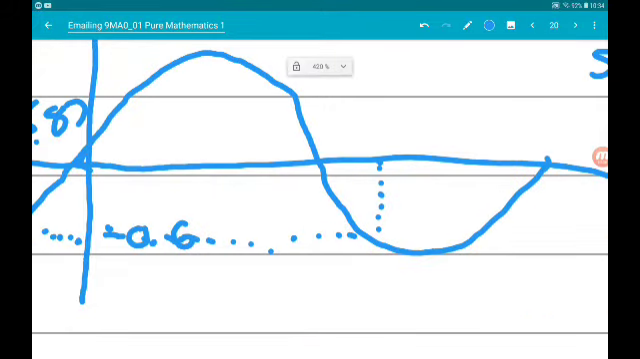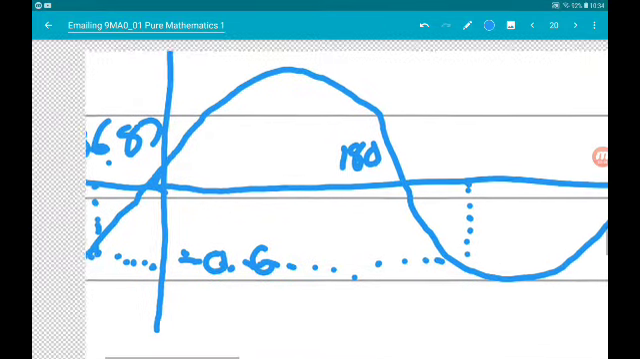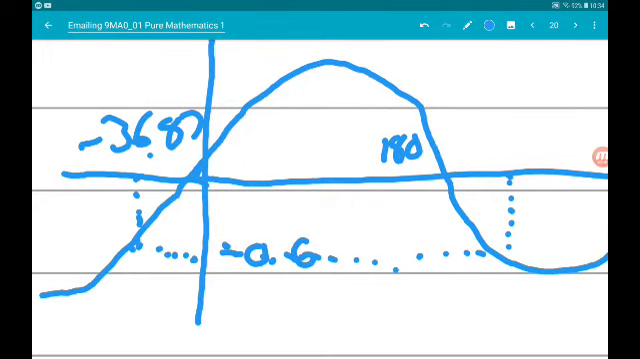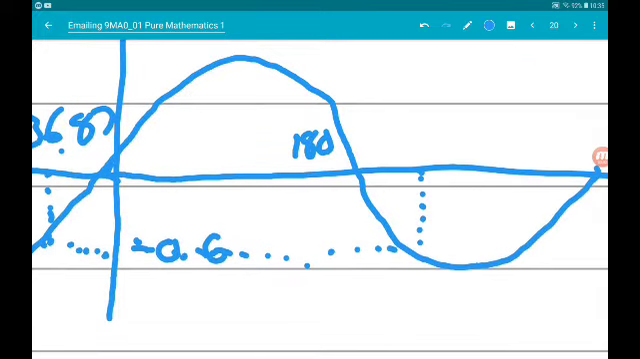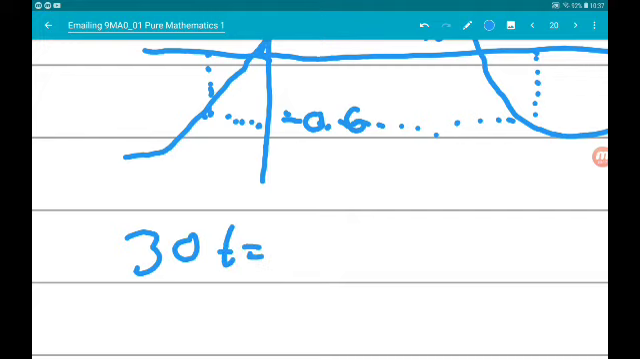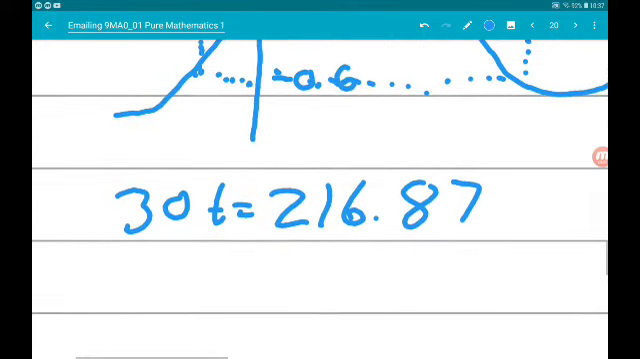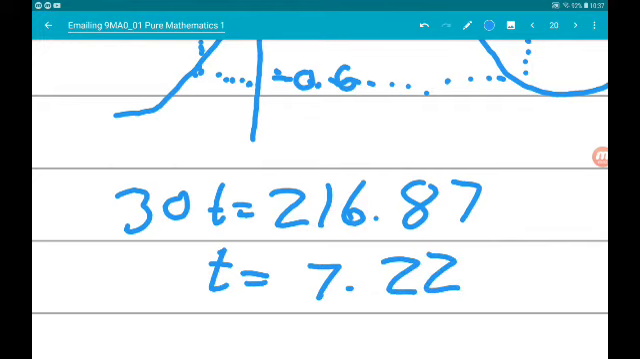So this value here will be, remember, sine crosses at 180. So this value here will be 180 add 36.87. So that's going to be 216.87. So at that point, theta is 216.87. So that means 30t is equal to 216.87. So if we divide by 30, we get t is 7.22.